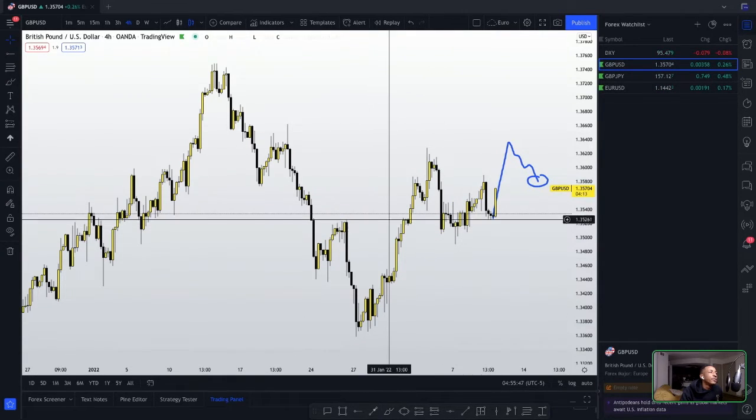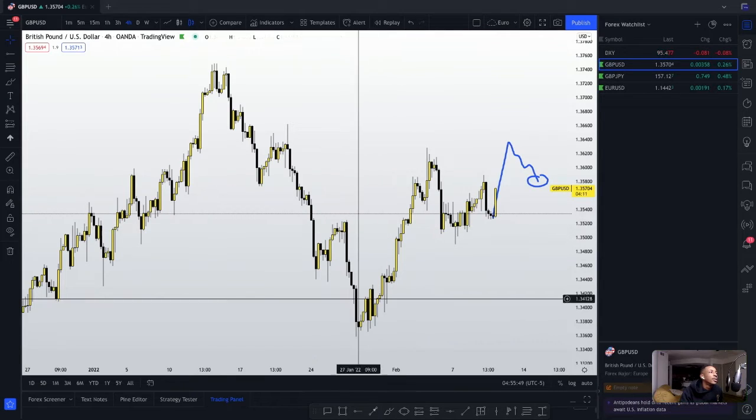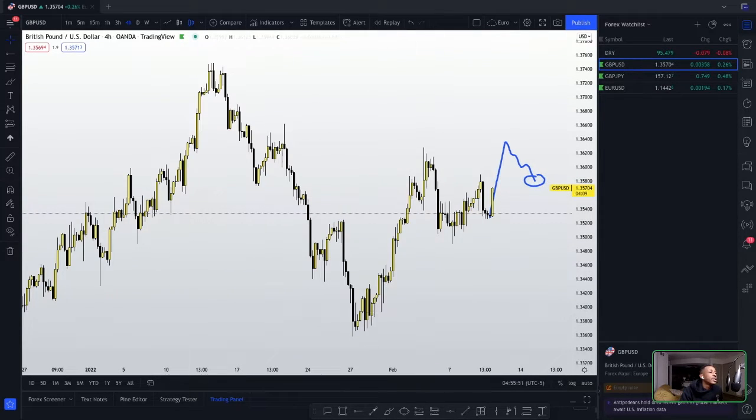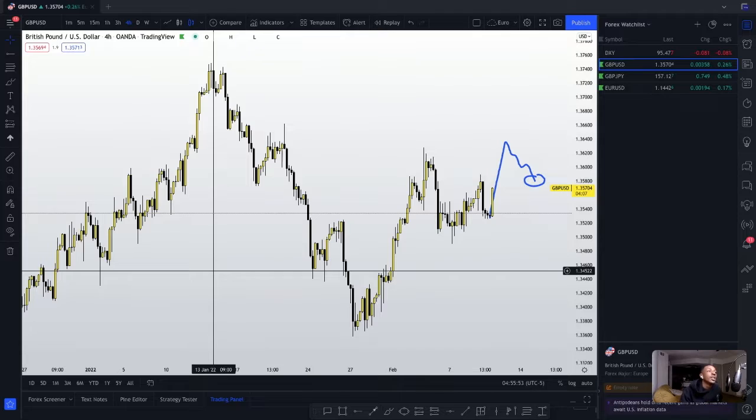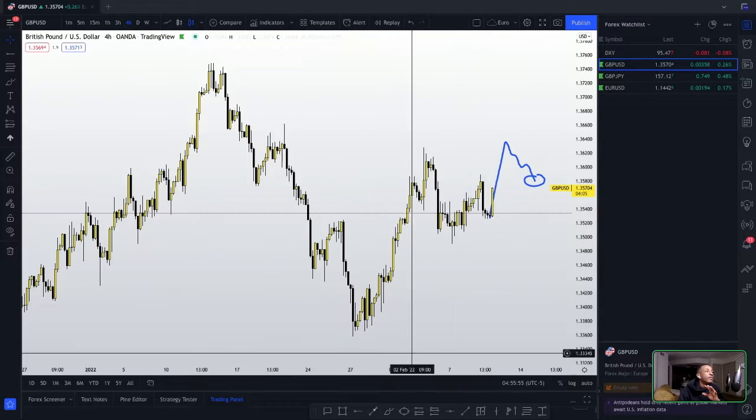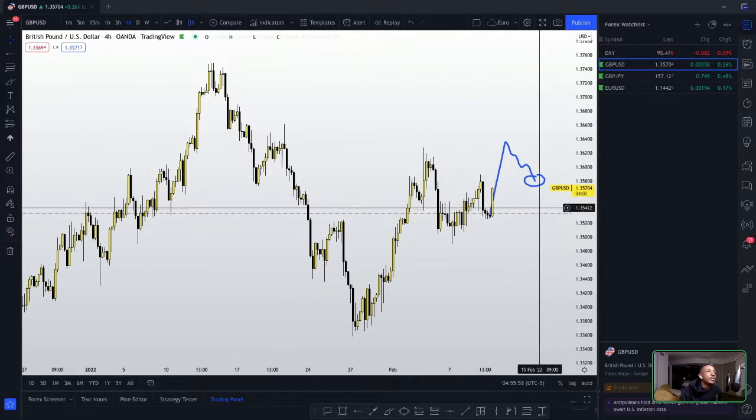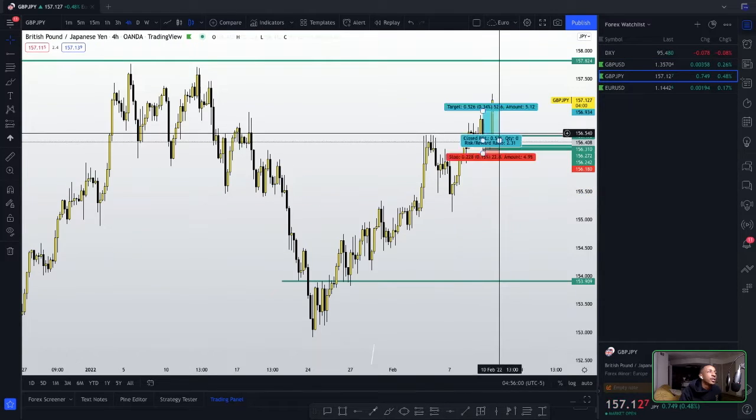And then even this, the loss I took on pound yen was here. It's basically the same thing in terms of making sure that the trade was valid that I did on this pound yen trade that I just took.